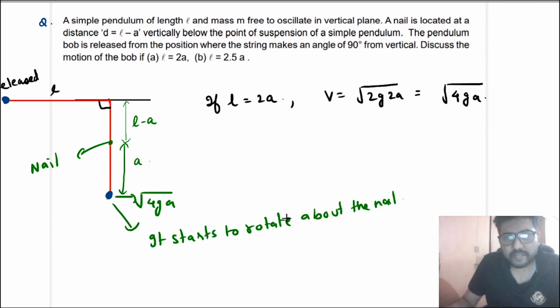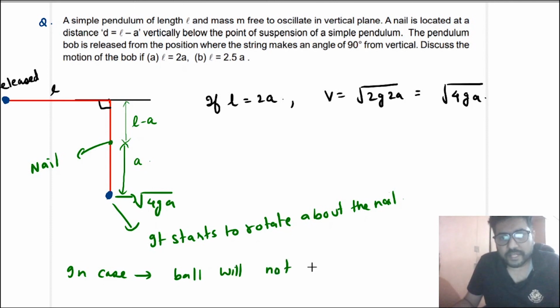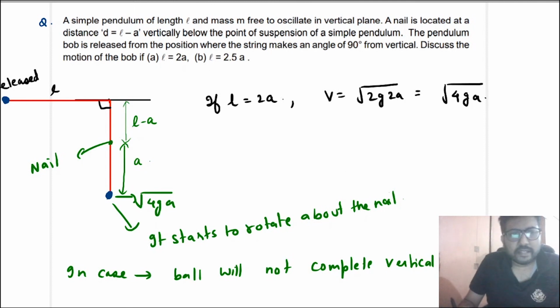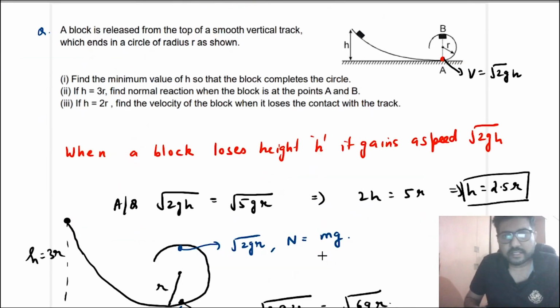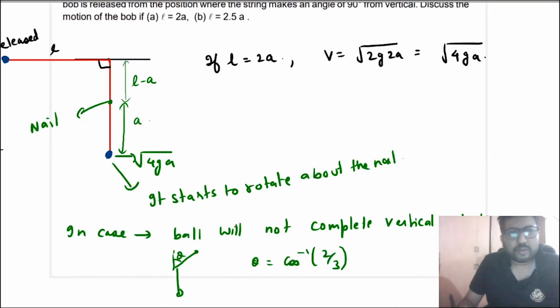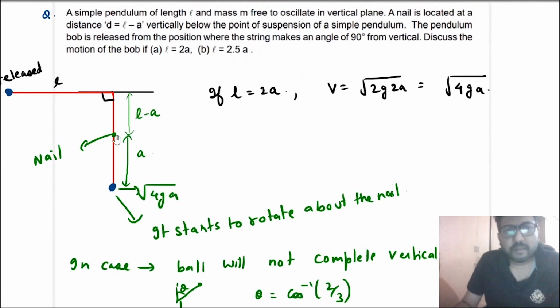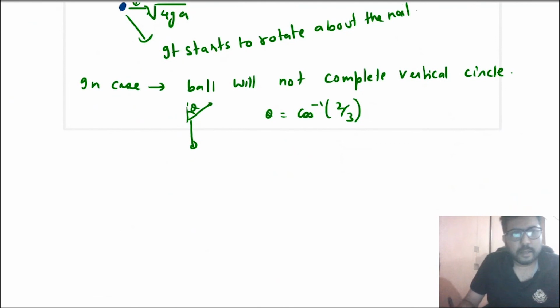That means it is not sufficient. That means you will say that in this case, in case A, the ball will not complete the vertical circle. But you also know that for a speed root 4ga, the angle that it rises, theta, is equal to cos inverse 2 by 3, because we have just now calculated this in this problem. Okay, so you will say that for the case A, the ball will not be able to complete the vertical circle.